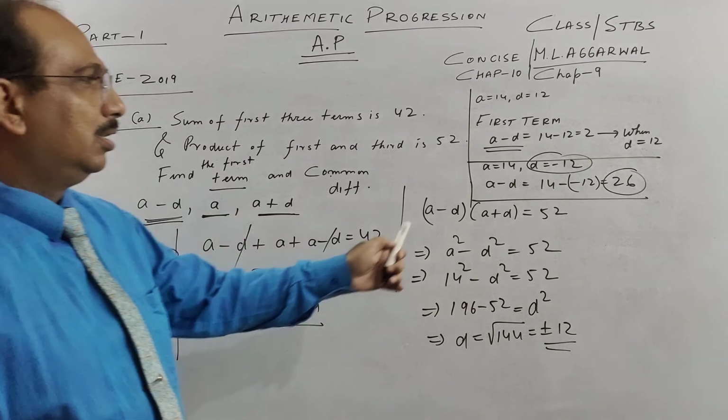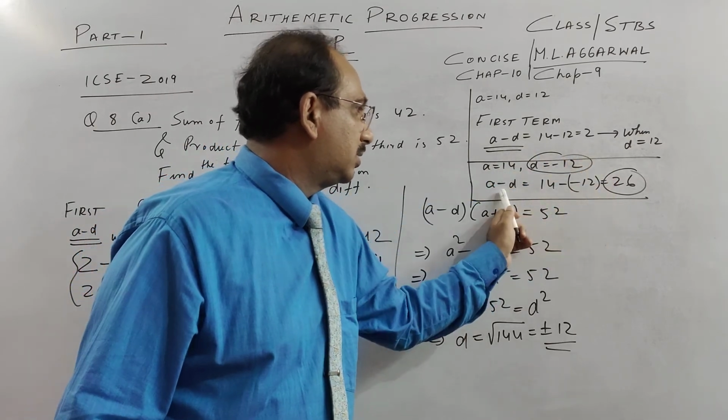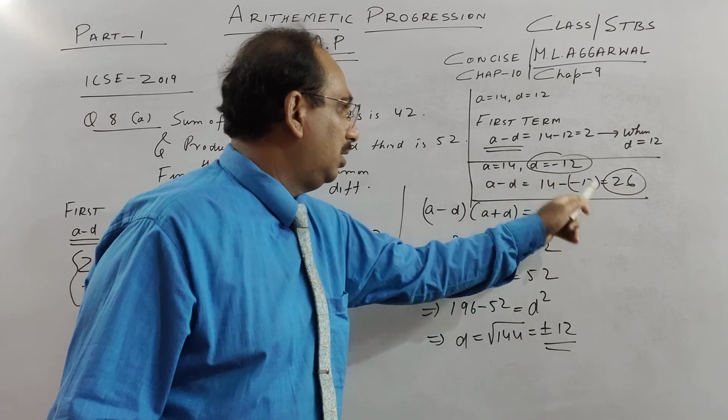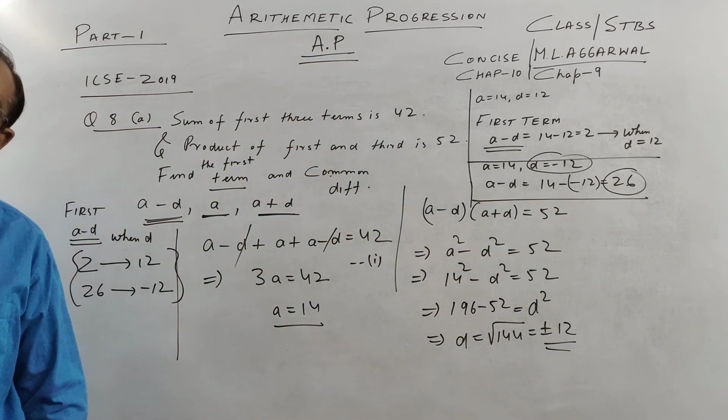If you see, first term a minus d is 2 when d is 12, and first term is 26. This is the first term when d is minus 12. So kindly pause the video and copy.